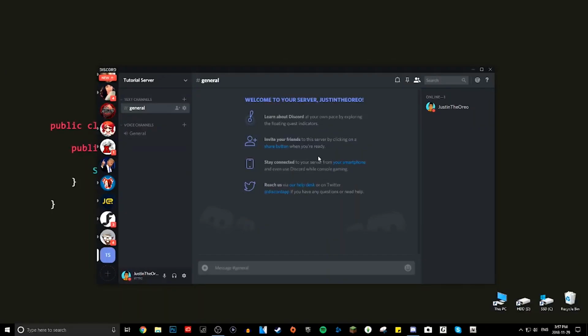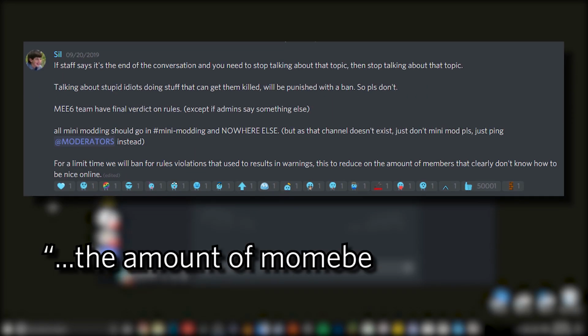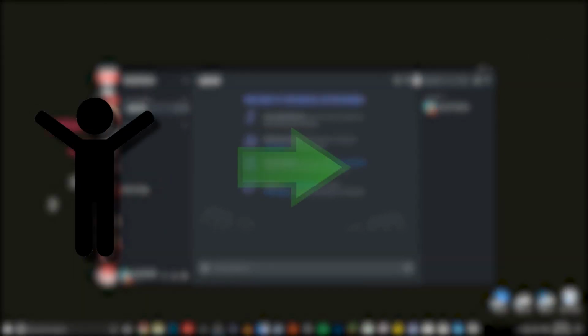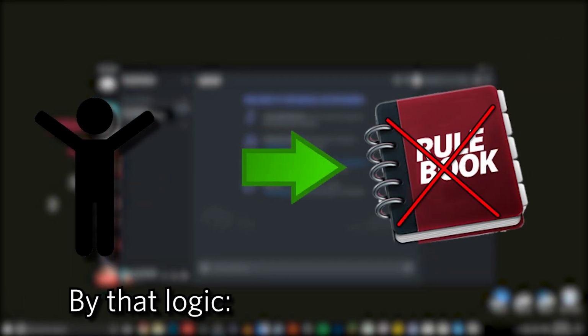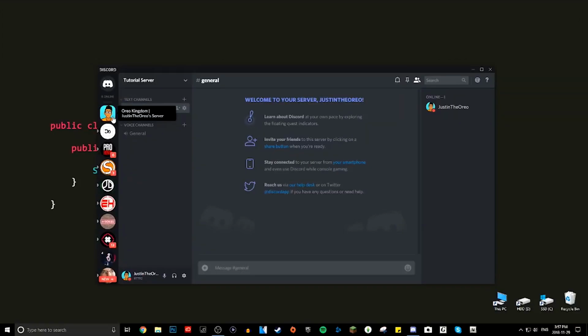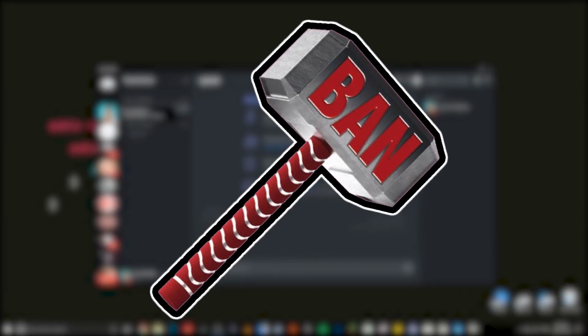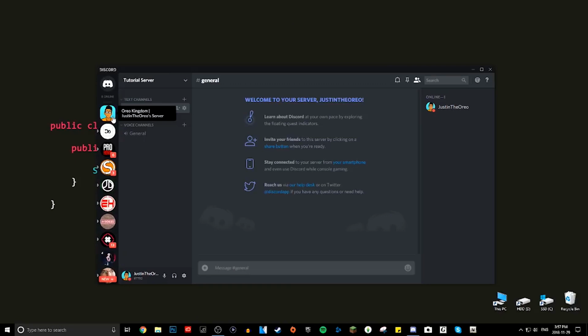Also, you're not really reducing, quote-unquote, the amount of members that clearly don't know how to be nice online, since if someone accidentally broke a rule, well, by that logic, that's a ban. You're not going to be reducing the amount of toxic members in your server if you're also going to be banning the innocent members that just didn't know better when the situation happened. That just feels like a mad online move if I'm honest.